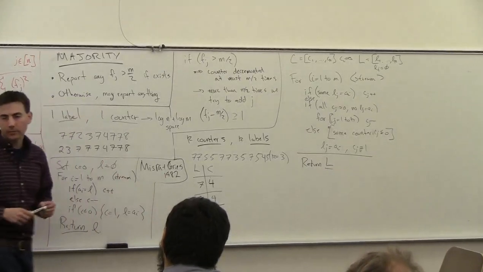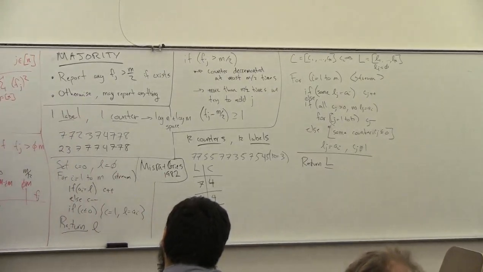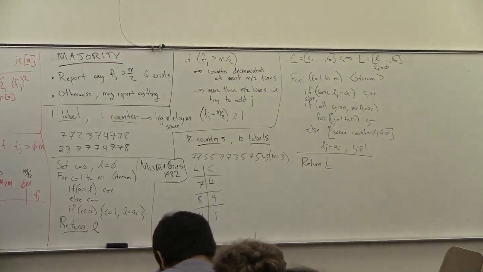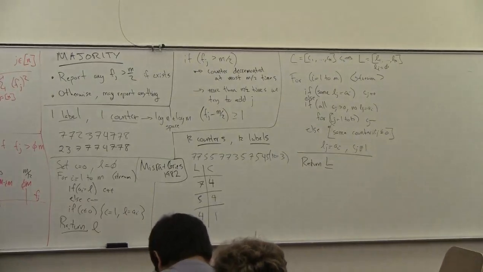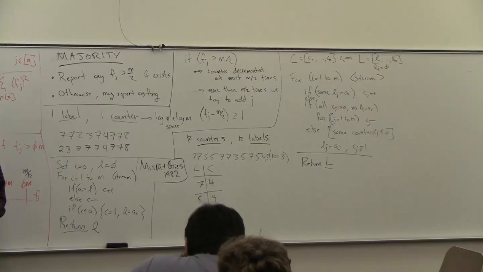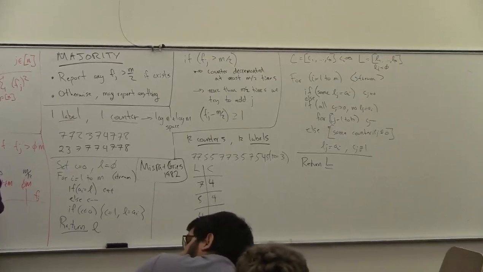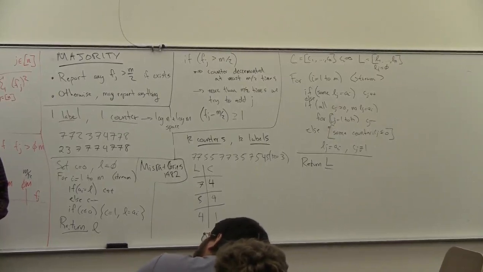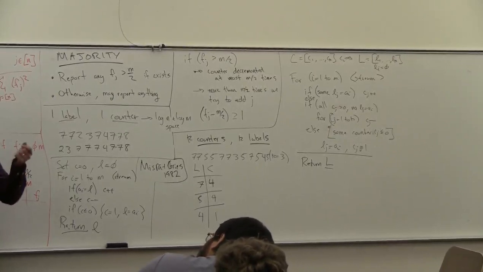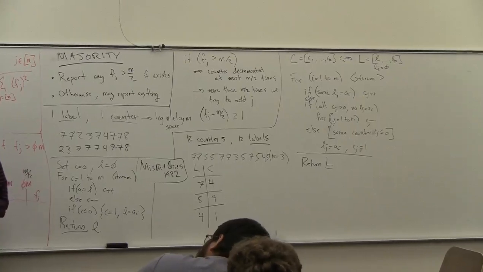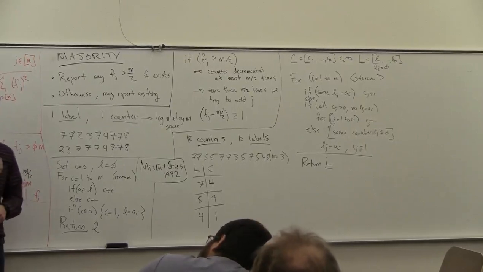So if some number causes all the counters to be decremented, we don't change one of the labels until the next number? We only update the label if something got down to 0. If nothing got down to 0, then we don't keep track of that new thing. That new thing gets thrown away also, because if all the counters are above 0, even after we've decremented, then that thing is not as important as something that we have kept track of.